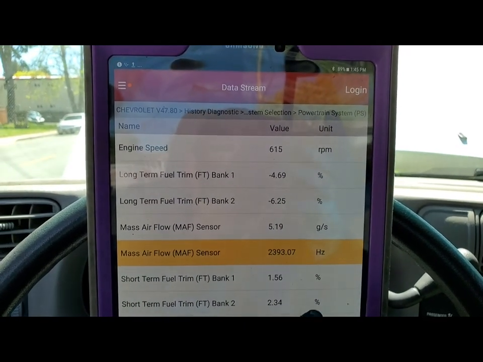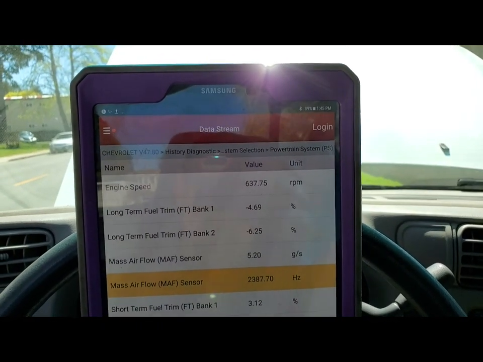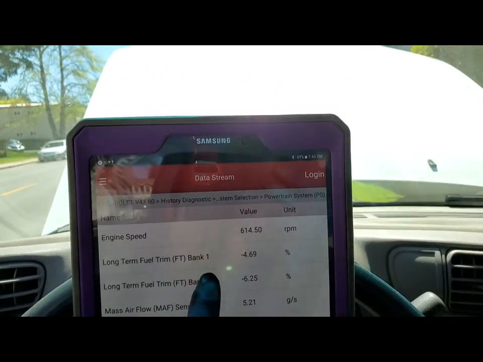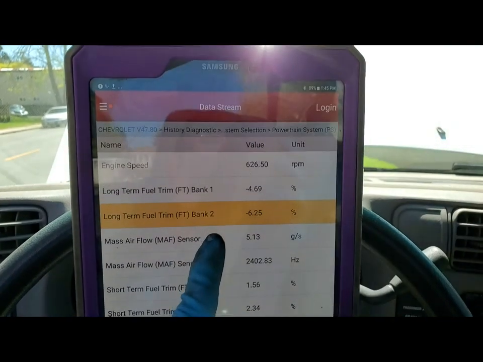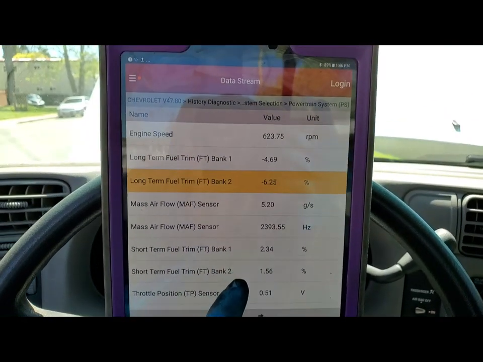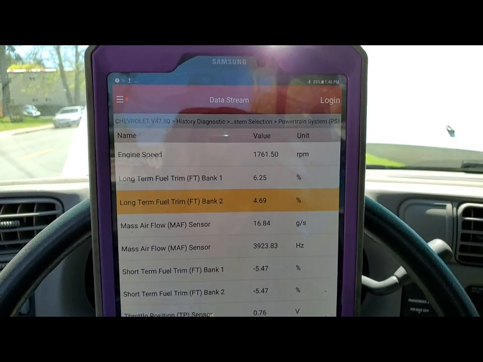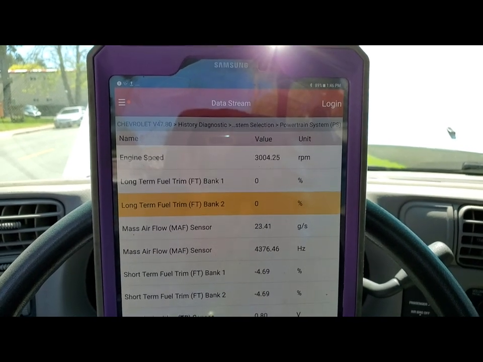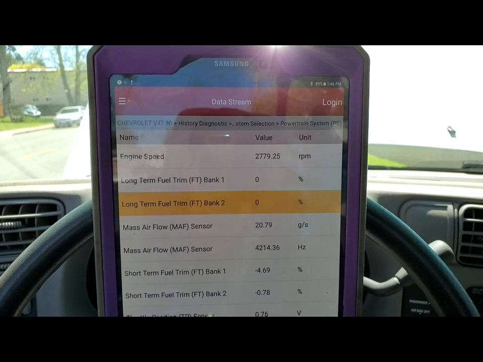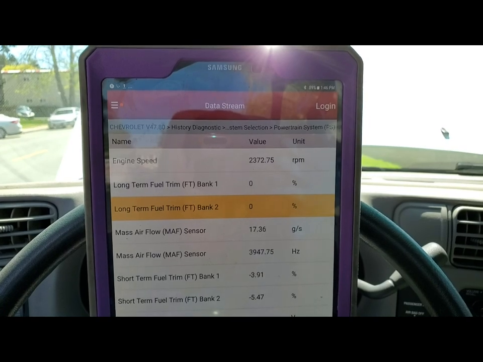I will accelerate to 2500 RPM, and we're going to watch how the frequency changes and compare it to a table. Also, I have fuel trim here because we did some fuel related repairs, so I wanted to make sure all of them are in fuel control, and we are. Let me go to 2500 RPM, and let me stabilize. It's about 2500 right there.